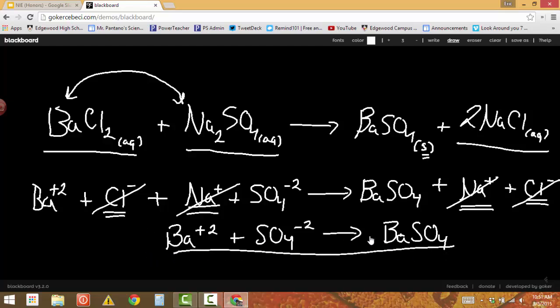And that's only the important stuff. That means that in this whole reaction up here, the only real thing that happened was barium ions and sulfate ions got together to form barium sulfate. The sodium and chloride ions were not part of the reaction. All they were there for was to bring those 2 ions together. That's their entire purpose. Okay?